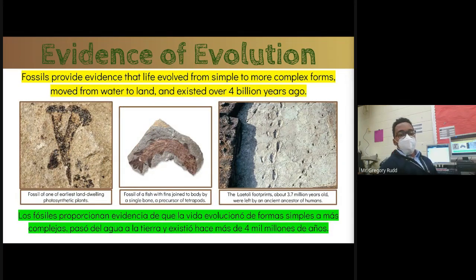So, no need to write this down, but fossils provide evidence that life evolved from simple to more complex forms. Life moved from water to land, and life has existed for about 4 billion years. Now, when we say the life that existed 4 billion years ago, you and I might not even be able to recognize as life. It would have been largely unicellular. It would have had no recognizable central nervous system to actually be able to think or to process or to make decisions about things. But it did have the ability to make its own food.